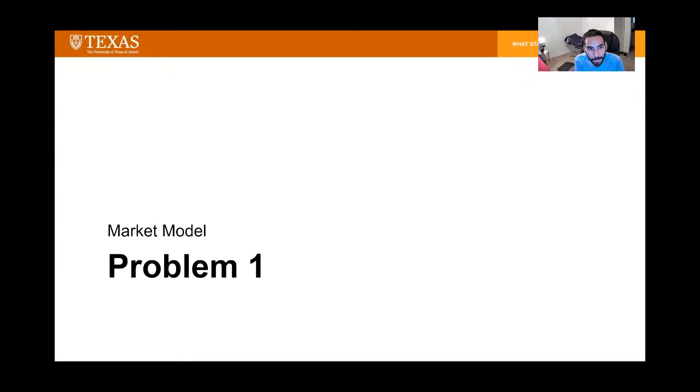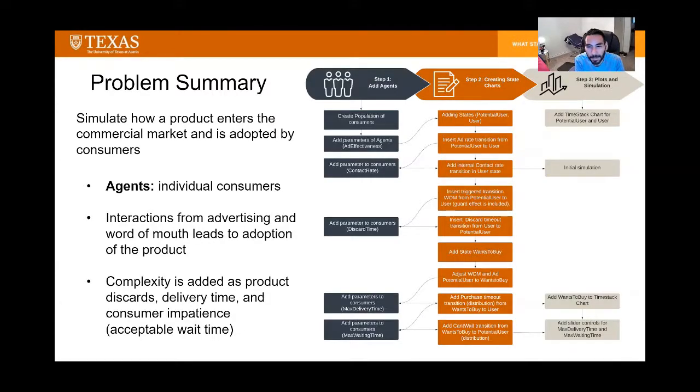So for problem 1, we'll be talking about product adoption in a market. The interactions of potential users with current users and ads for the product drive the change between states. To add complexity, two submodels are added. The first one takes into account the discard rate of the product for users to go back to the potential user state once the product reaches its lifetime. The second one adds to the model the impatience effect from potential users and the delays in the delivery of the product when potential users are certain they want to buy the product.